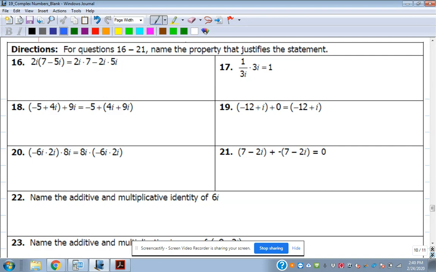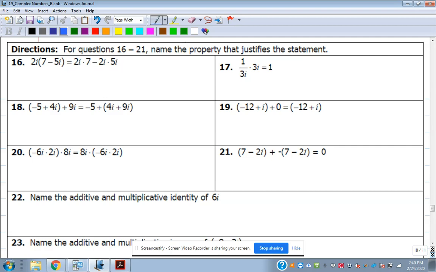We'll just talk about these. 16. What did they do with the 2i? They multiplied it to individual pieces, which is what property? Distributive property. They distributed that to both pieces. Okay, so distributive property. 17. 1 over 3i times 3i. What's 1 over 3i compared to 3i? They're inverses. They're reciprocals of one another. So that's a multiplicative inverse or inverse property of multiplication, whichever way you want to write that. Or reciprocal. I would even take that on that one.